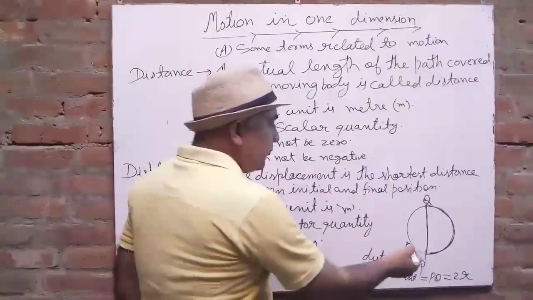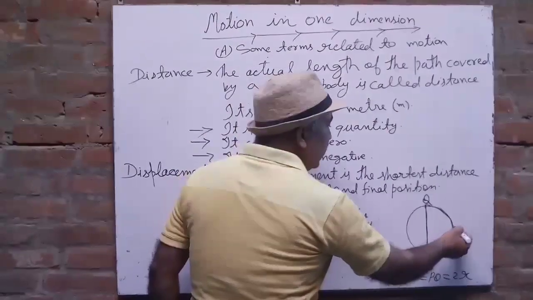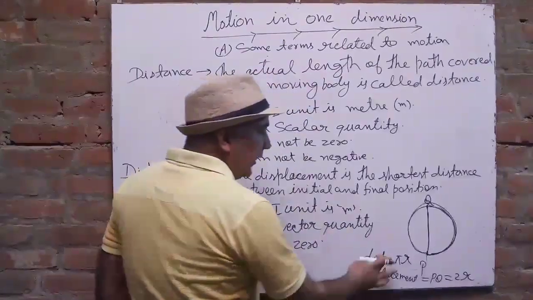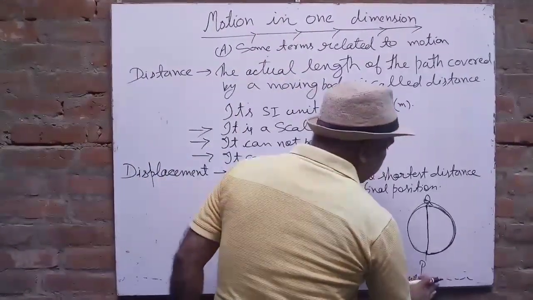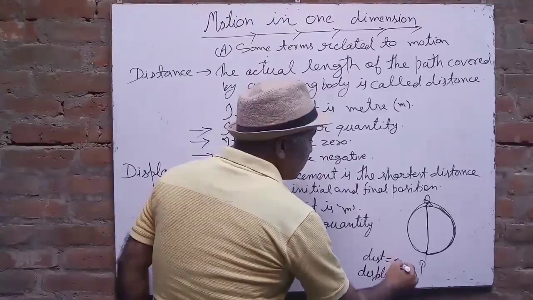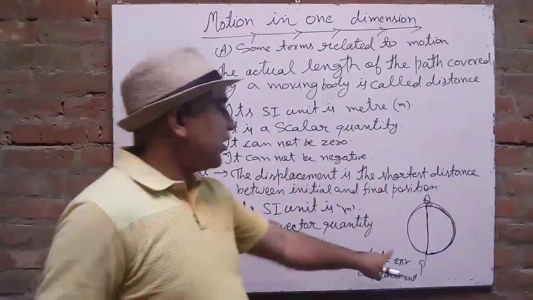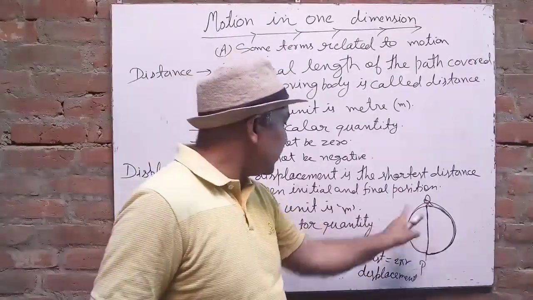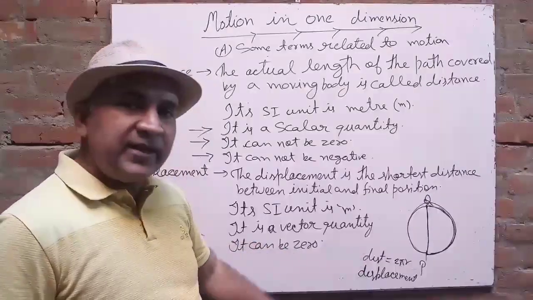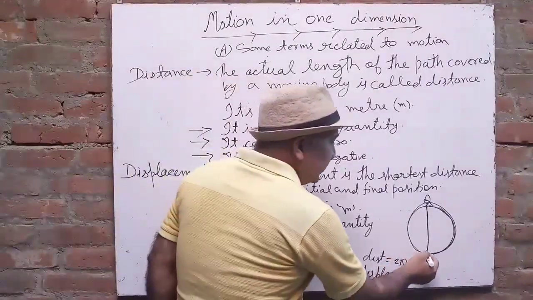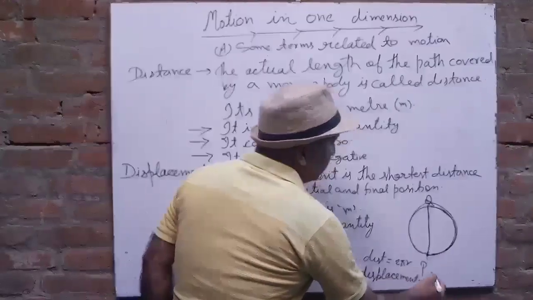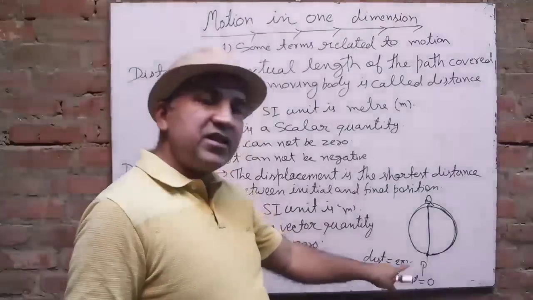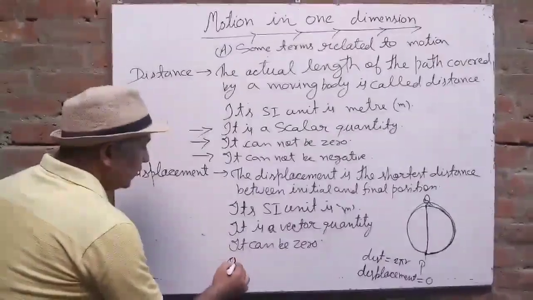Okay. Now suppose that the object is moving from P and after taking one complete round, again it reaches the point P. In this situation, the total distance will be 2 pi r, because the object has completed one complete round. And what will be displacement? Since initial and final position both are same, displacement will be 0. Understood? That is why displacement depends upon the path.